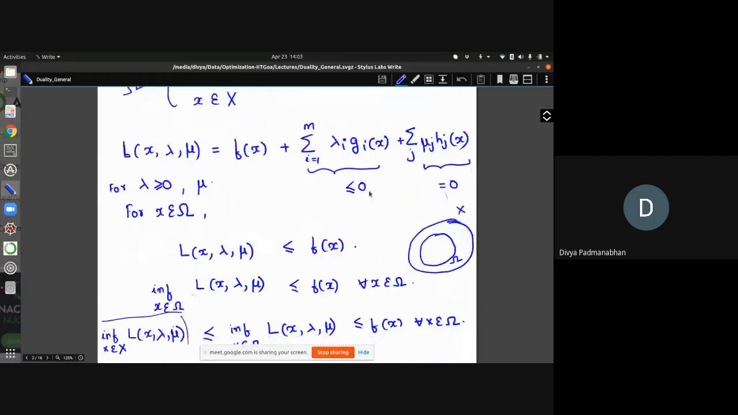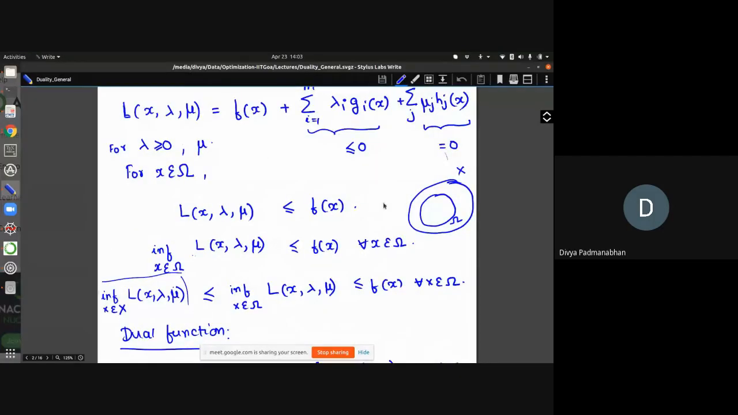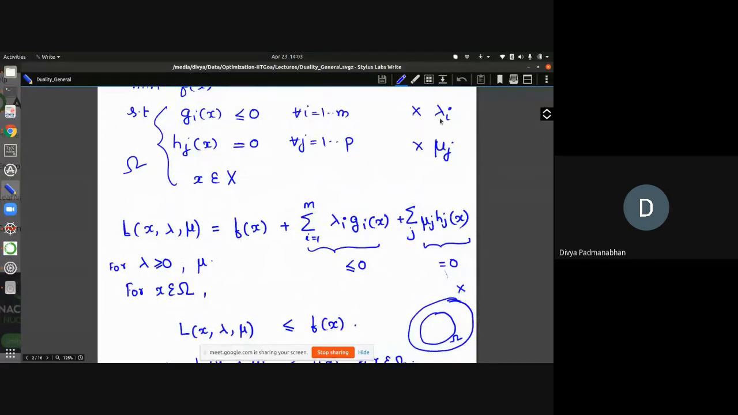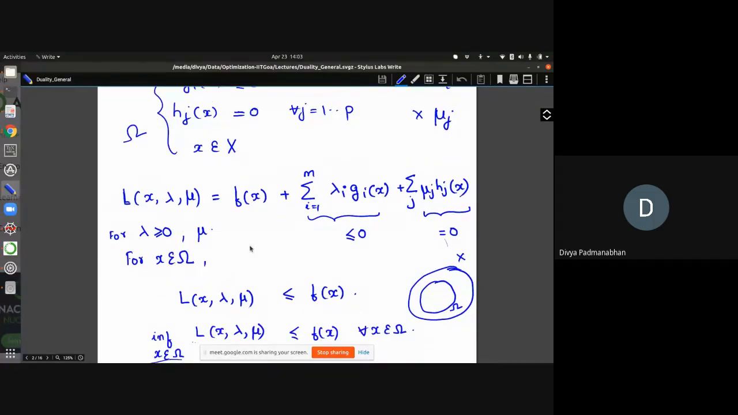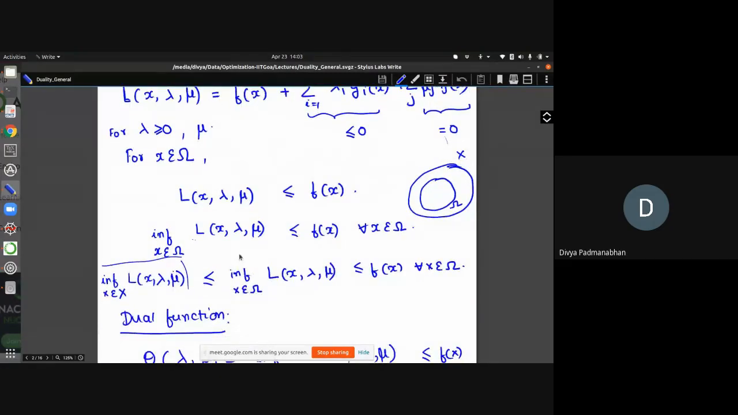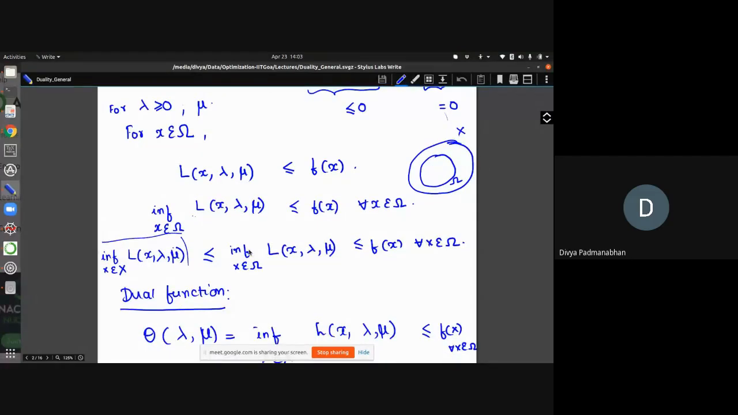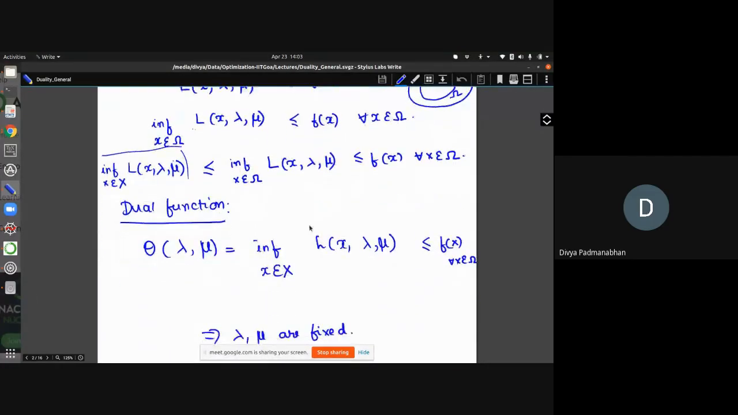Okay, and we saw that the Lagrangian function for any set of multipliers, lambdas and mu's, where lambdas are greater than or equal to 0 and mu's unrestricted, is always going to be a lower bound for every point. So at every x, the Lagrangian constructed in this manner is a lower bound. And so if you take the inf of the Lagrangian, that's also going to be a lower bound for the entire feasible set.